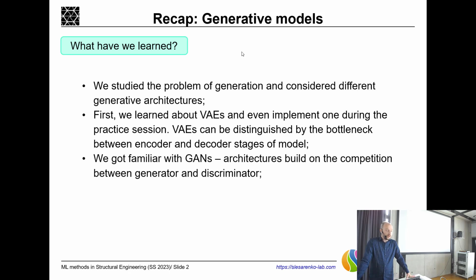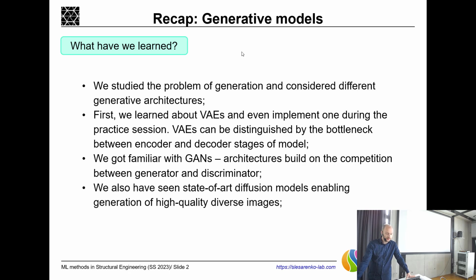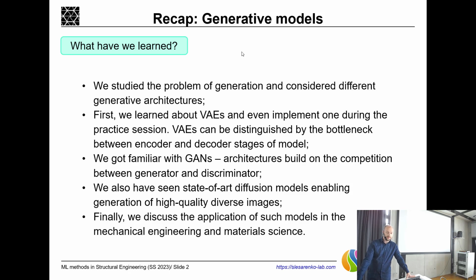We also got a little bit familiar with GANs, architectures built on the competition between a generator and a discriminator. This is a quite powerful idea in general, to compete between two models, and in reinforcement learning in particular it's a very common idea. Finally, we discussed state-of-the-art diffusion models that enable us to generate very high-quality images with quite a diverse range. And we discussed the application of such models in mechanical engineering and material science on the example of a couple of manuscripts.